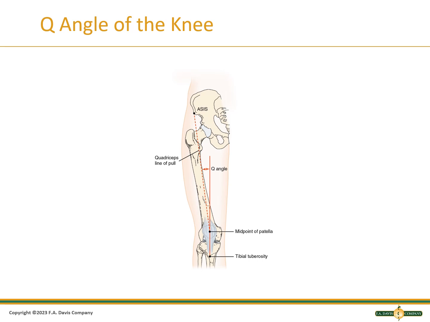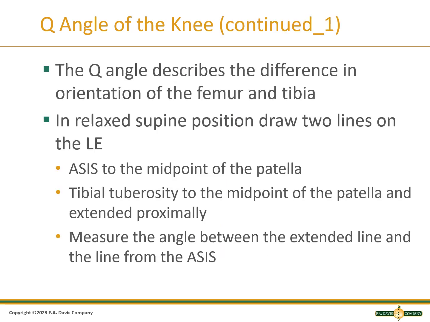The Q angle of the knee looks at the angle between the line going straight down through the middle of the patella and the line running from the ASIS to the middle of the patella. That helps us to look at the line of pull of the quadriceps. The Q angle describes the difference in orientation of the femur and the tibia. So the tibia is oriented in that straight up and down line running from our tibial tuberosity through the midpoint of the patella, and then our femur has that angled inclination that creates our Q angle, and that's where we measure from the ASIS to the middle of the patella.